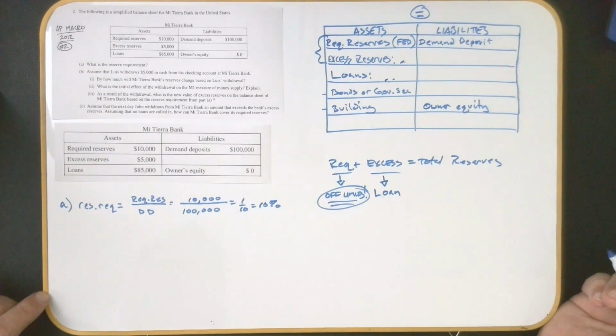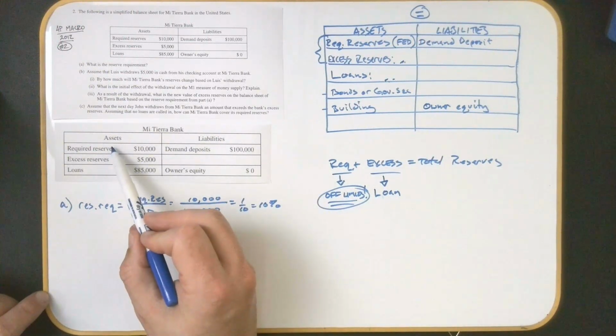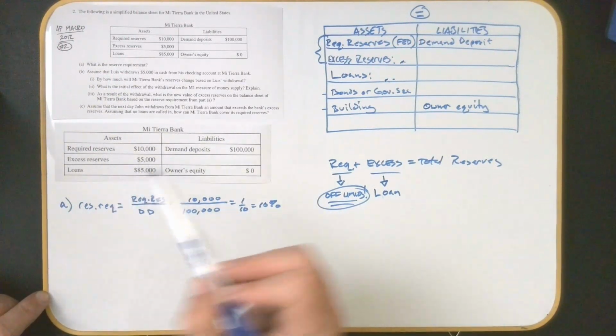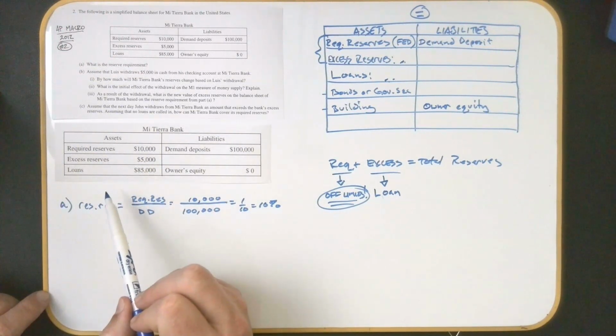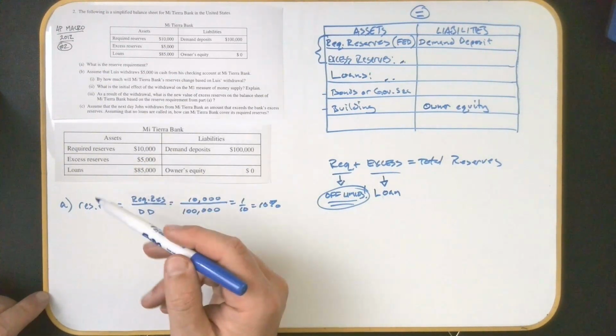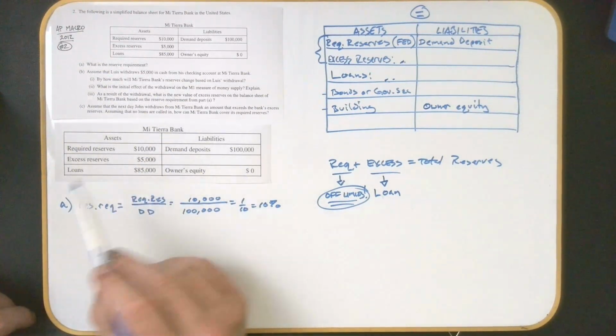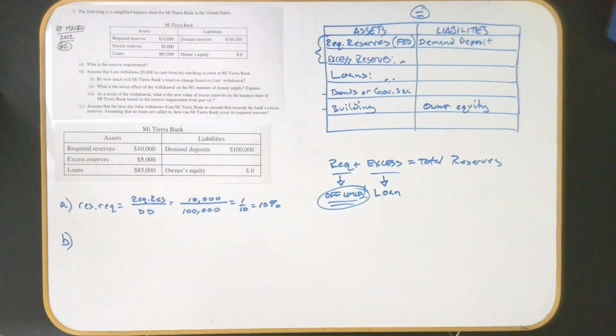That question's almost always easy. The only time this question's difficult is if they don't break down required and excess and they just call it reserves. So for example, this question could have said reserves is 15,000. And you're like, well, how much of it's required versus excess? They don't tell you. But on this one they did, so it's very easy. Let's move on to part B. Part B says, assume Lewis withdraws $5,000 in cash from his checking account at Mi-Tierra.